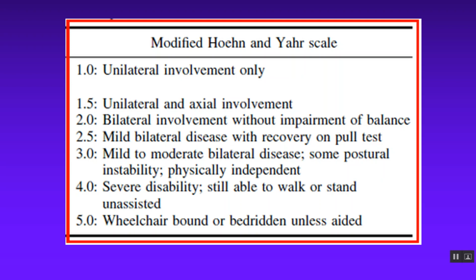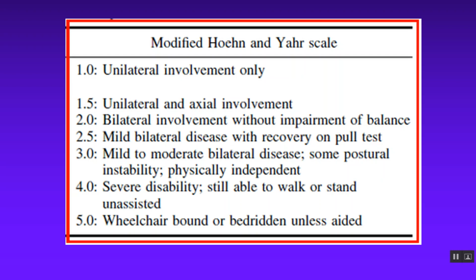3 is mild to moderate bilateral disease, some postural instability. So now you're seeing balance impacted, they're at a risk for falls. They're still physically independent though. They can do everything on their own. 4 is severe disability, still able to walk or stand unassisted. And then 5 is wheelchair bound or bedridden.